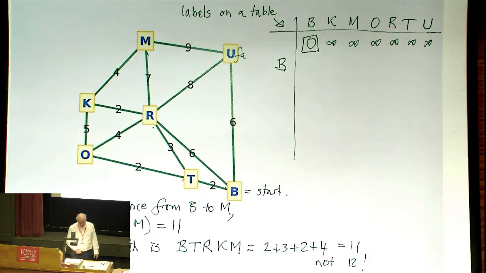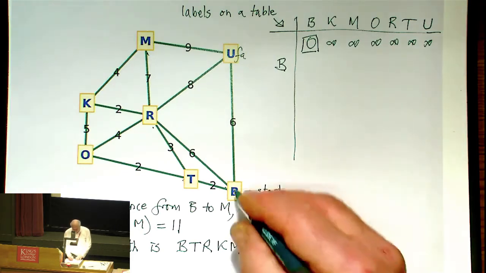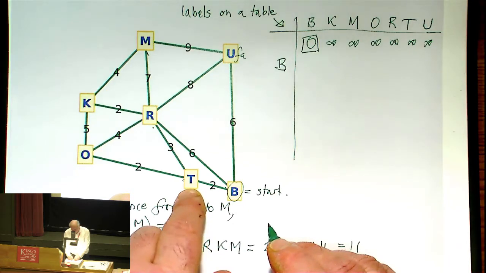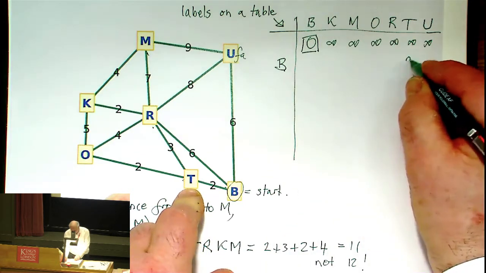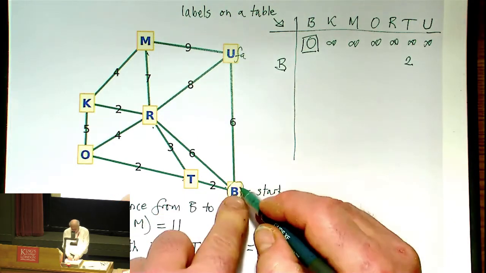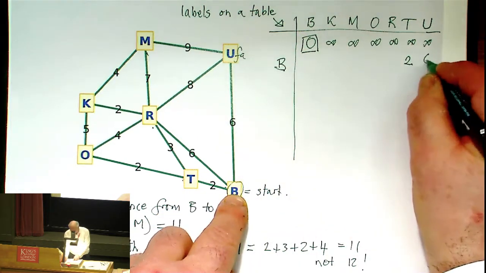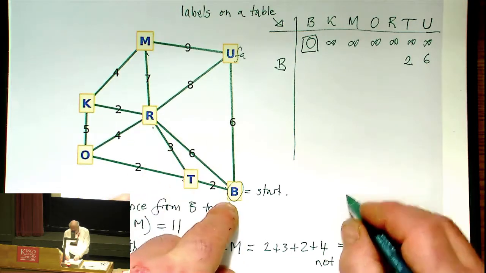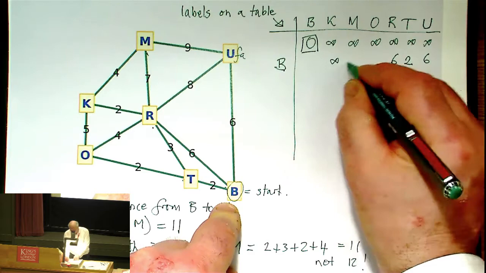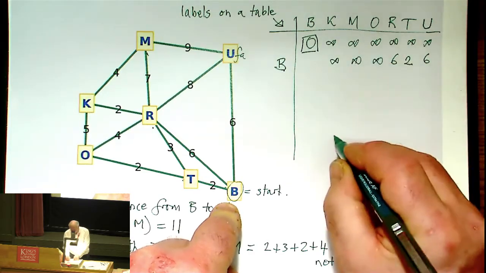vertices. So we look at B and at its adjacent vertices. T is adjacent to B, and that edge has weight 2. So it's no longer 1 because the edges have weights. B to U is 6, and we can get to R also with 6. But we can't see the remaining vertices directly, so they stay at infinity.